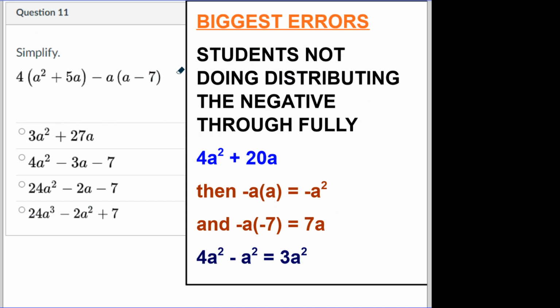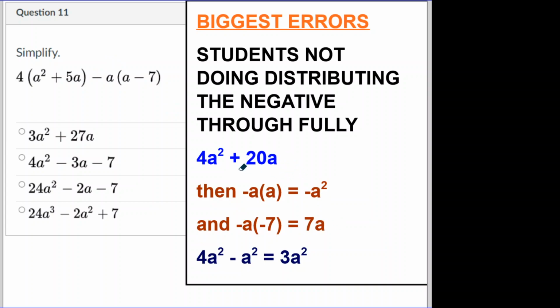Biggest errors, students not really distributing the negative. You could tell students did a times a and got a squared, and then 4a squared. Oh, 4a squared and a squared is 5a squared. They were doing things kind of like that. So make sure you distribute the negative through. So negative a times a is negative a squared. Negative a times negative 7. The two negatives make a positive.